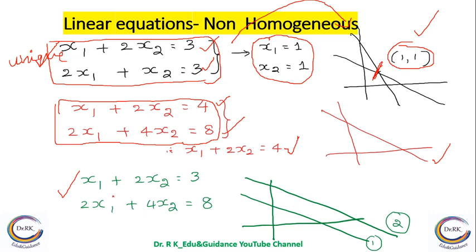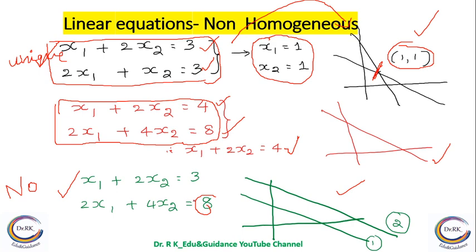If you draw these two lines, they are parallel lines. Otherwise, if you see the slopes of these two lines, both are the same. If the slopes are equal, then the lines are parallel. If lines are parallel, they are not going to intersect anywhere. That means no solution here. No intersection means they won't join, there is no point where both coincide. Otherwise, if you multiply the first equation by 2, 2x1 plus 4x2, we have to get 6, but we are getting 8.